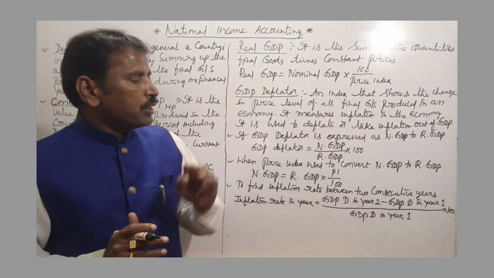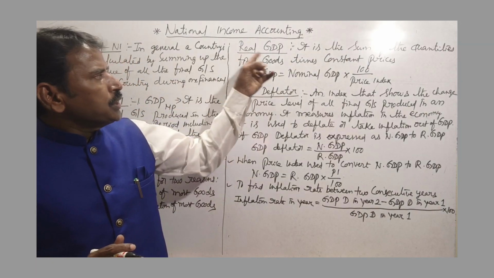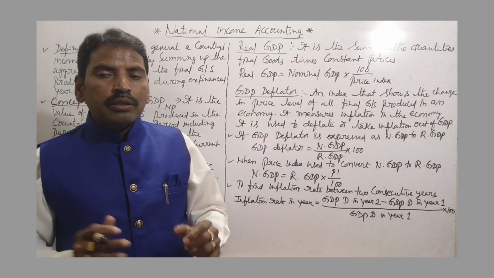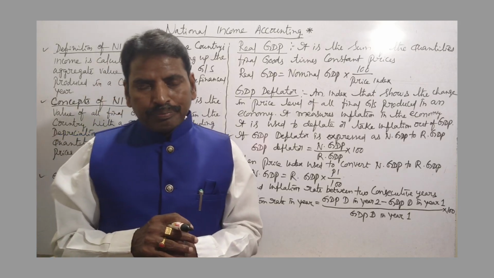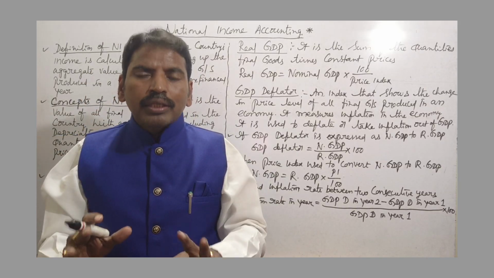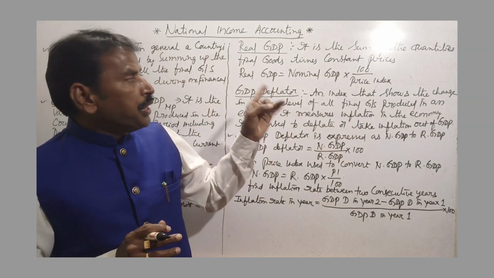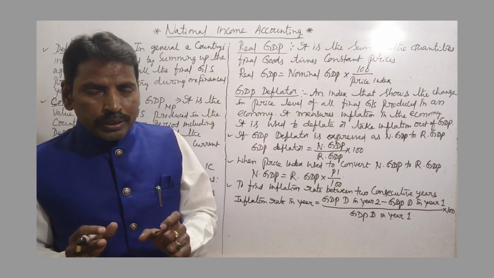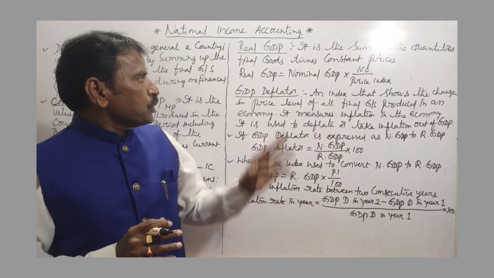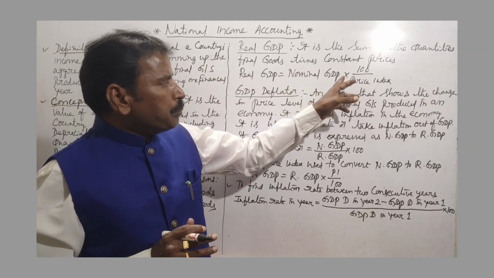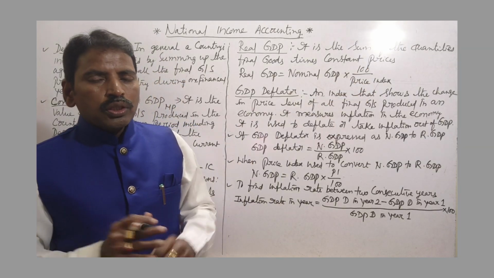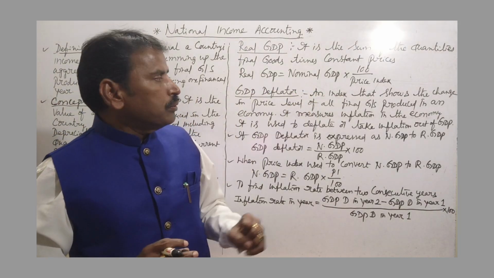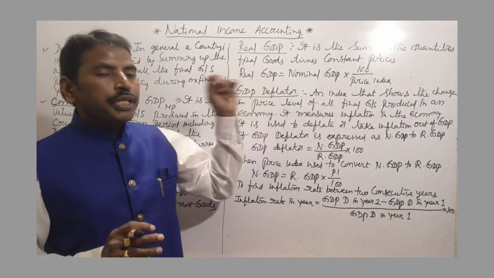Next, second one is real GDP. Real GDP is the sum of the quantities of final goods times constant prices. Constant prices are decided by the government. So real GDP is the sum of the quantities of final goods times constant prices. How to calculate real GDP? Real GDP is equal to nominal GDP into 100 by price index. Then you will get real GDP.